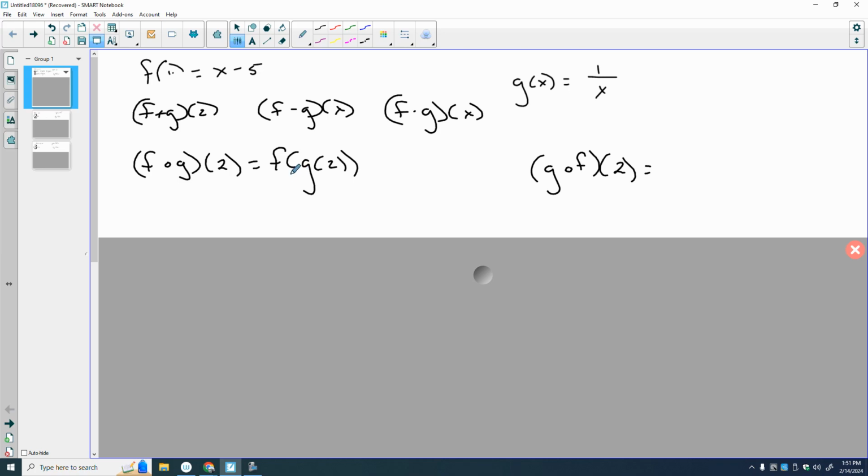This is the biggest thing: this notation does not mean multiplication. This is not f times g. This is f composed with g, or f of g. And this would be another way of writing it.